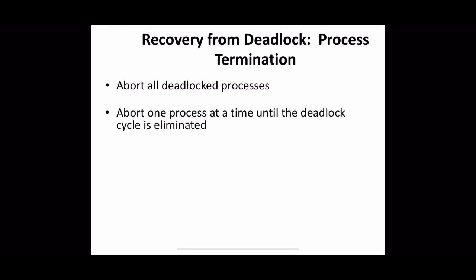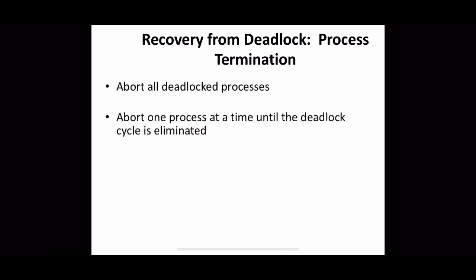So the second option is that abort one process at a time until the deadlock cycle is eliminated. This is more economic than the first case, but the problem here is that this method incurs considerable overhead. Since after each process is aborted, a deadlock detection algorithm must be invoked to again check whether the deadlock is still there or not, and repeat the process until the deadlock chain is broken.